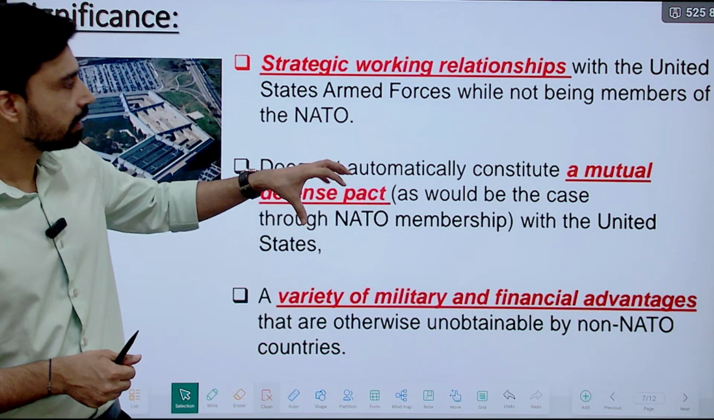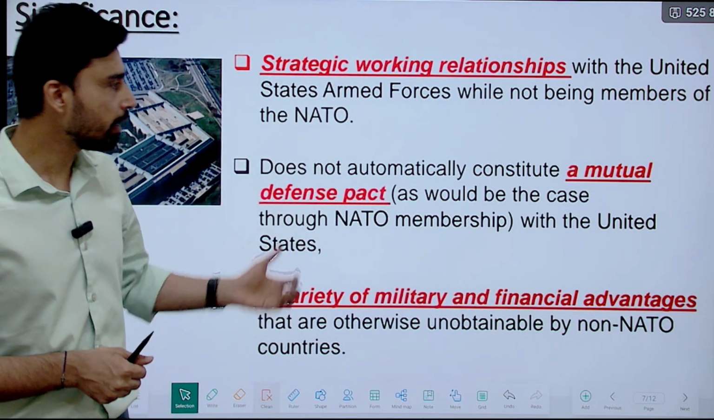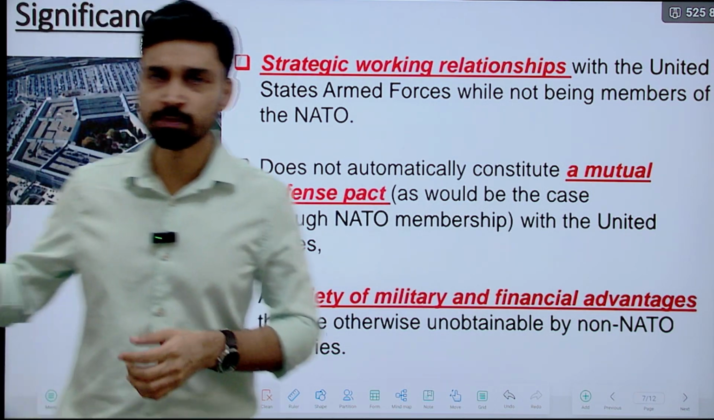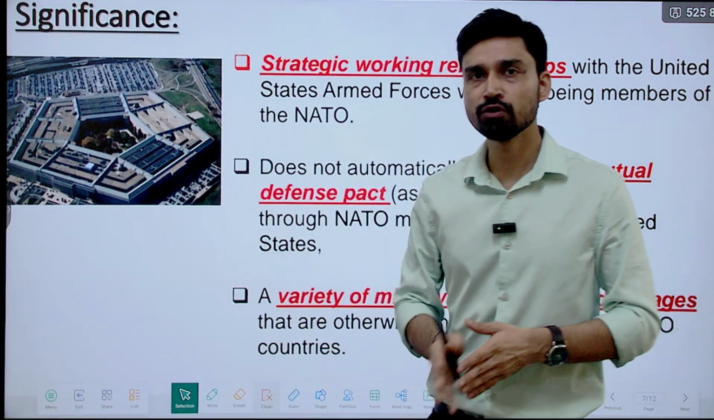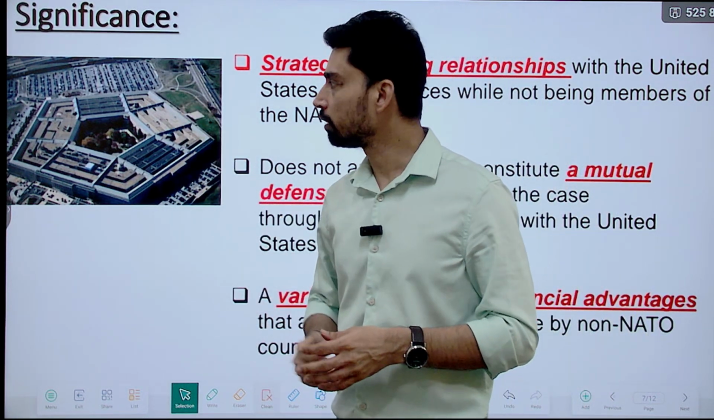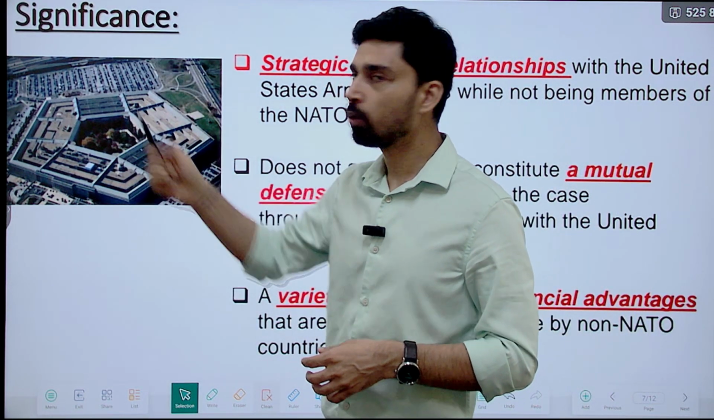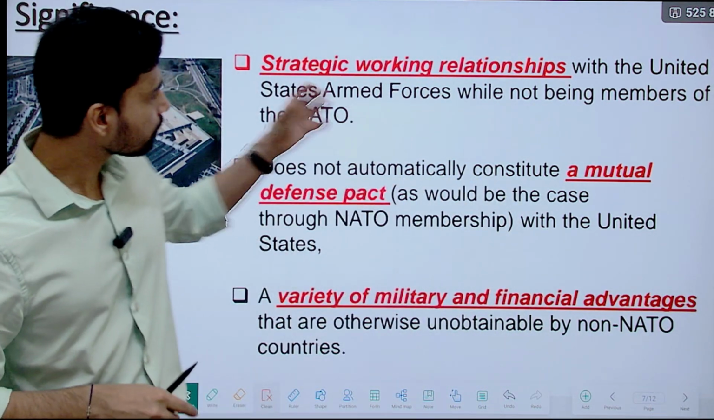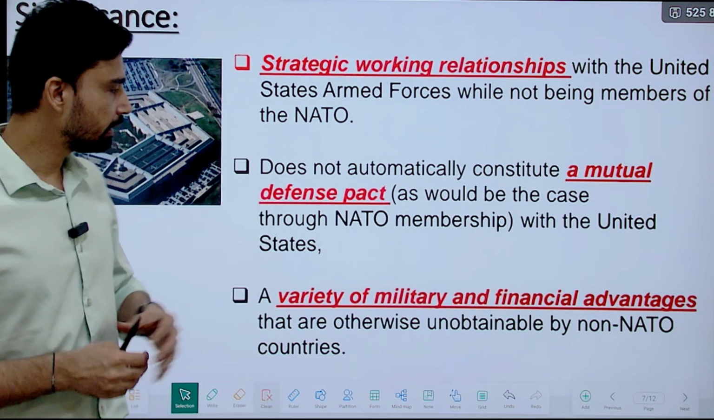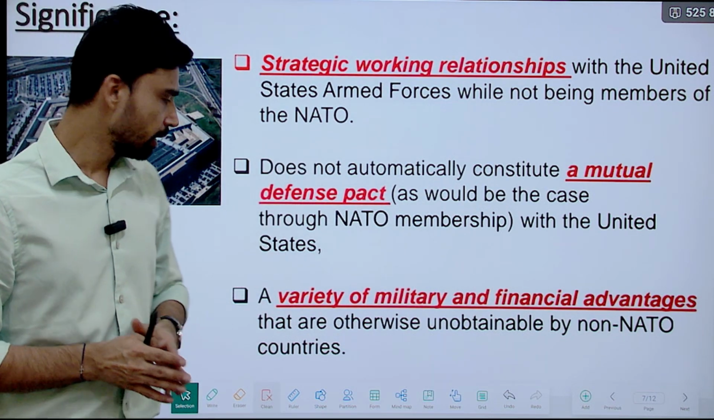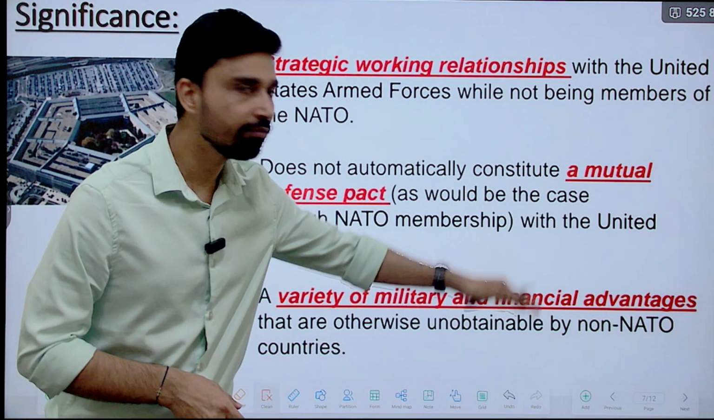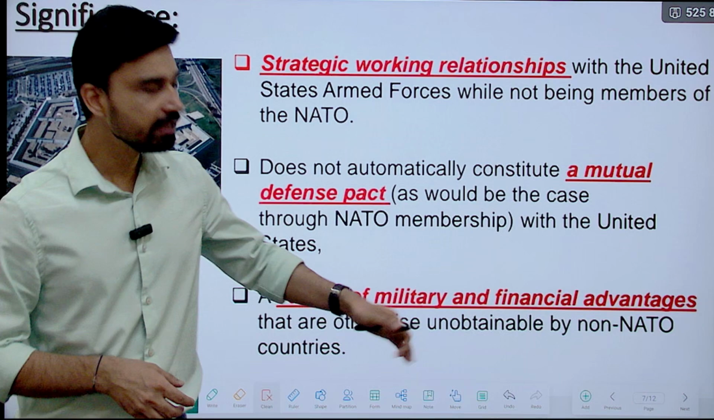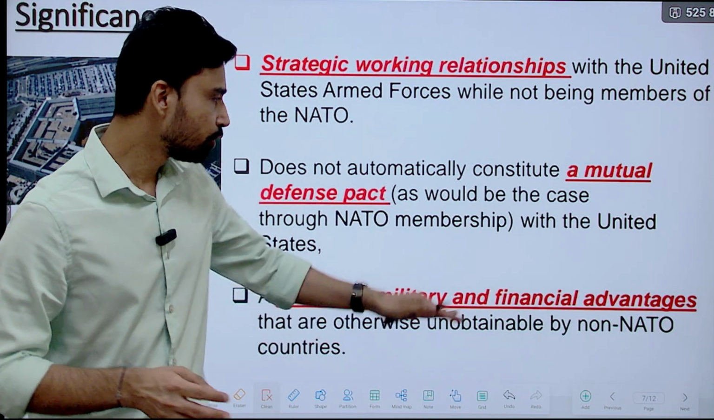This is something which the MNNAs do not enjoy, but what they enjoy is a strategic working relationship, especially with the Department of Defense of the USA, also referred to as the Pentagon. Why? Because if you look at the headquarters of the US Department of Defense, the building is of pentagonal shape. So that is a kind of advantage which MNNAs enjoy. Apart from that, a variety of military and financial advantages are also offered to the ally countries that are otherwise unobtainable by any non-NATO country.